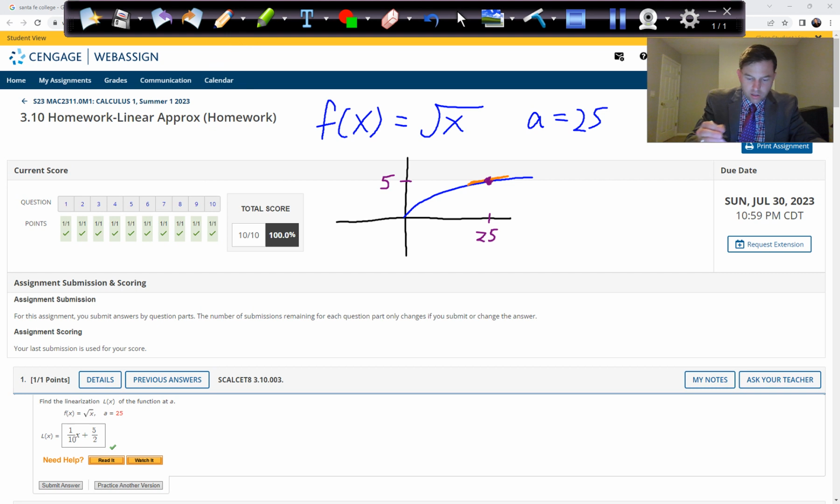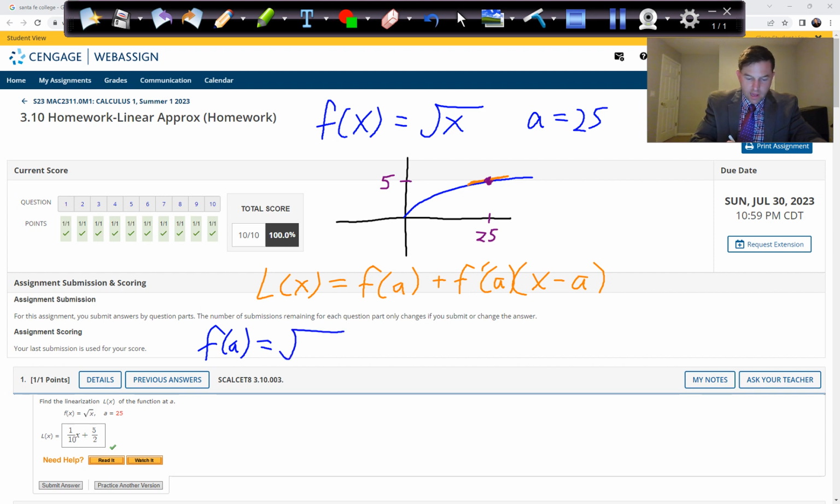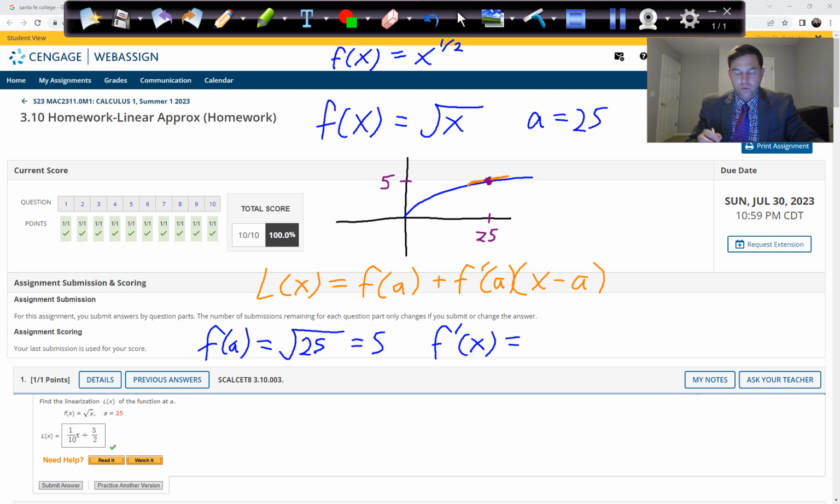Okay, so we're going to use our formula. The linearization of x is equal to the function evaluated at a plus the derivative of the function evaluated at a times x minus a. Now f of a is equal to the square root of 25, which is 5. But now we need the derivative. Let me write this slightly differently. This function is really x raised to the 1/2 power. And now we can use the power rule for derivatives.